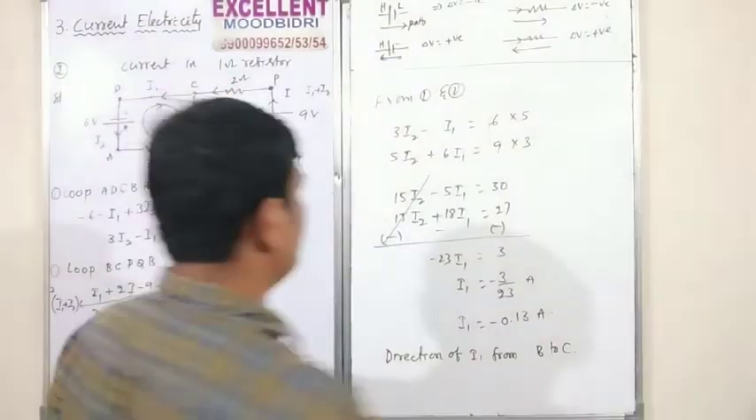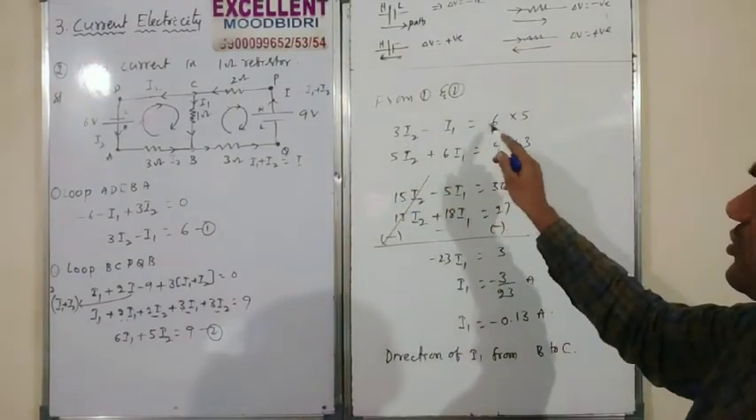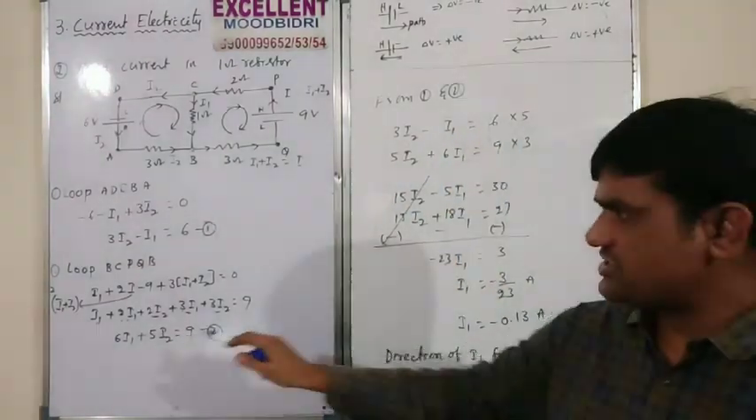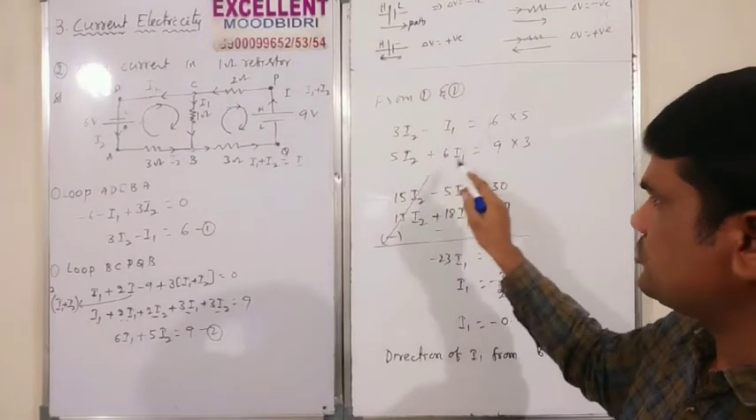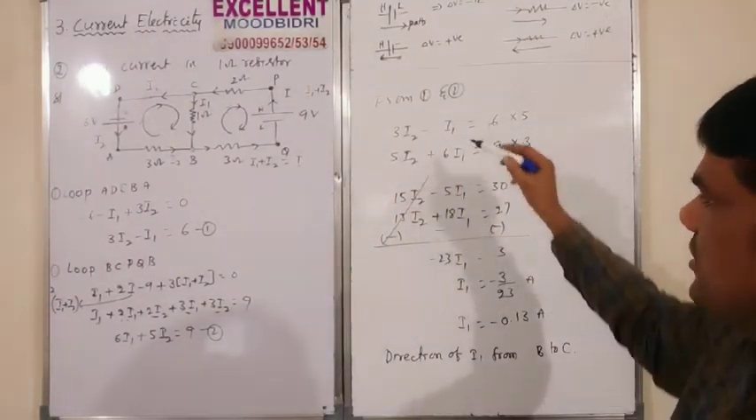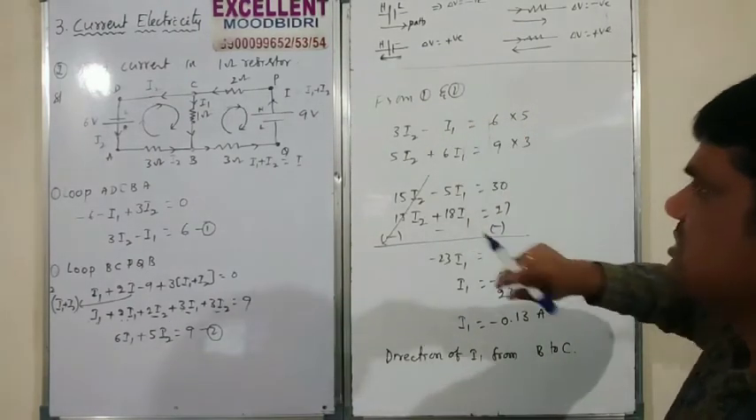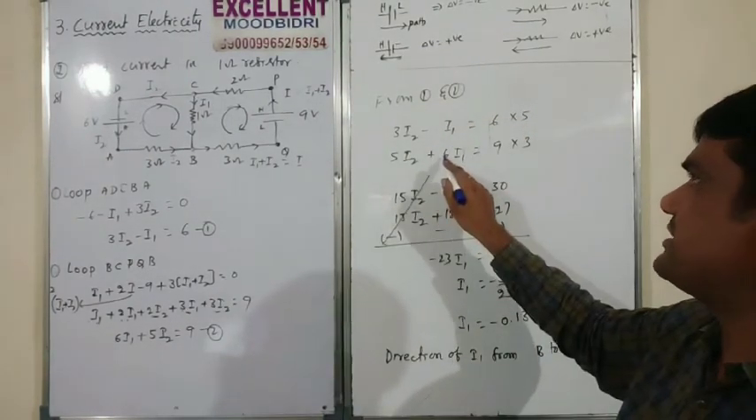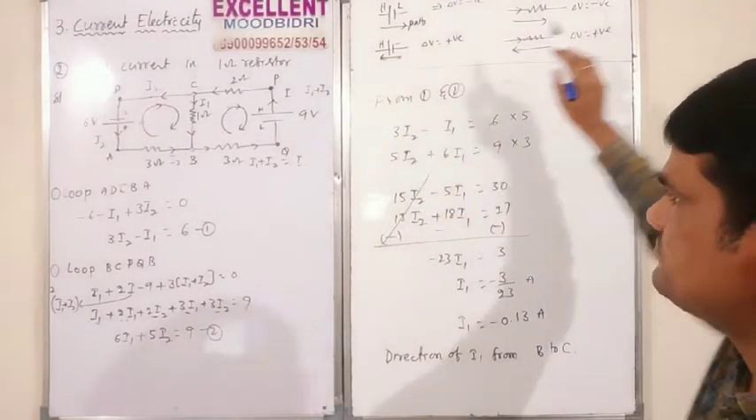From 1 and 2 what can we write? What is the first equation? 3I2 minus I1 is equal to 6. Second equation: 6 plus 6I1 plus 5I2 is equal to 9. So now I want I1, therefore I can equate the I values. So that here 6 will be there. Correct? That means I want to equate these values.